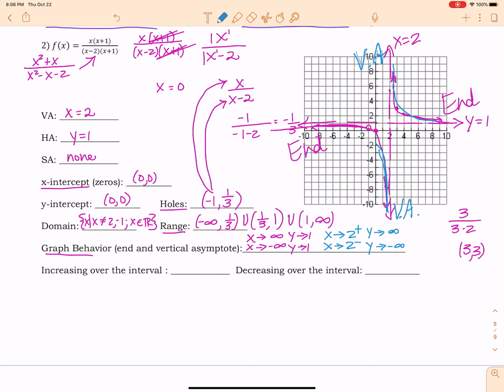Okay, now I'm going to talk about increasing or decreasing. Well, if you'll notice my graph from left to right, it's decreasing here and it's decreasing there as well. So it is decreasing from negative infinity to 2. Remember, we use the x-axis for reference on decreasing. And there you go. And then this is none. Okay, we'll do the final example in the final video.